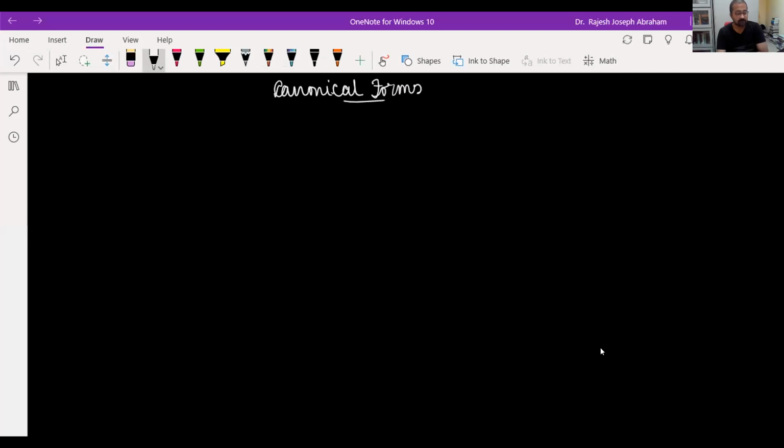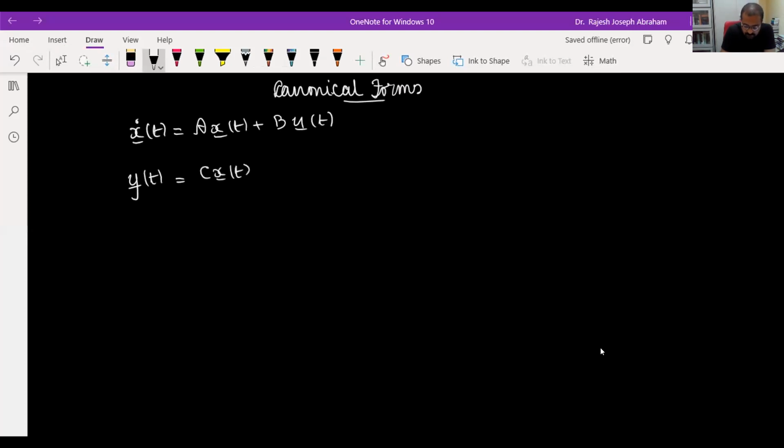So suppose we have a state model like this, an nth order system. Say x dot of t equals Ax plus Bu, and y equals Cx plus Du. It's a MIMO system. That is why there's a bar under u as well as a bar under y. There are multiple inputs, u1, u2, u3, etc., and multiple outputs, y1, y2, y3, etc.